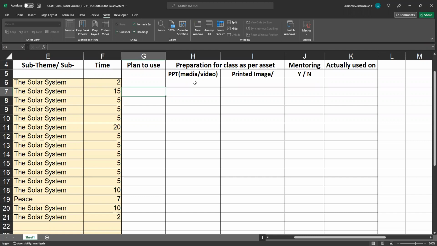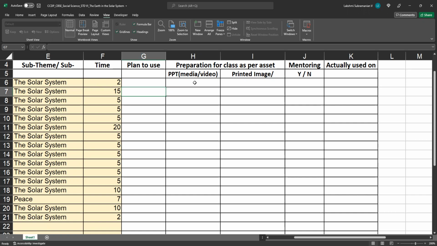You should be able to demonstrate to the children how the shadow falls, and how day and night are formed, or how the earth is tilted at an angle of 23.5 degrees. All of this you are going to show. Instead of just reading from the book, you may like to carry some physical TLM.